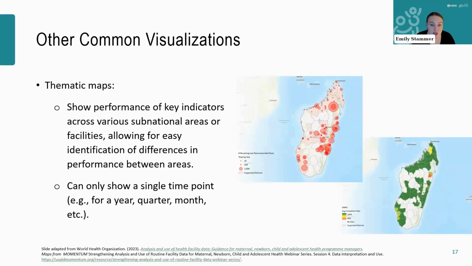Other common visualizations, and some that our Momentum Country and Global Leadership colleagues shared a few weeks ago that are useful, are maps. Maps are great, and if done correctly, they can really help get a point across where there is differentiation in indicators by geographic areas. The only downside of maps is that you can usually only show a single time point of data.